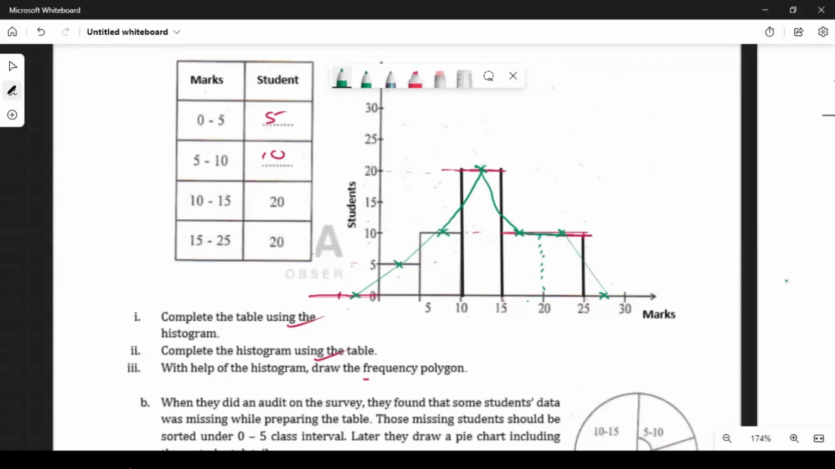This is how you have to draw the frequency polygon. This is what we call a frequency polygon. Right.